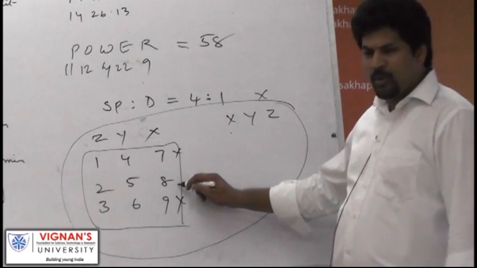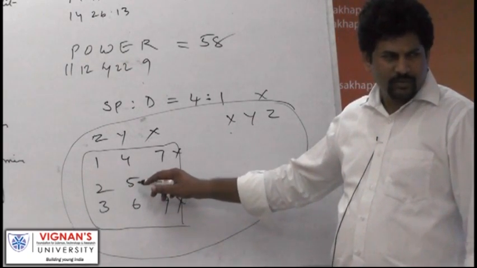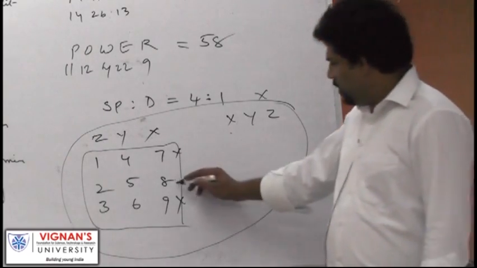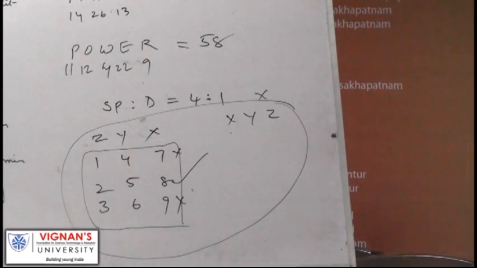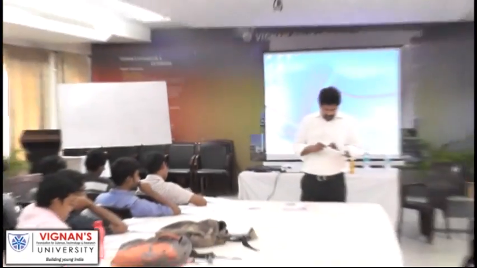Is it divisible by 2? Is it divisible by 3? 2 plus 5? 7 plus 8? 15 is divisible by 3. So this is divisible by 2 and 3. So it is divisible by 6. So together, by combining 1 and 2, we can answer. So your answer is 3.